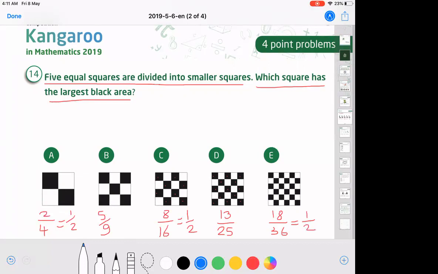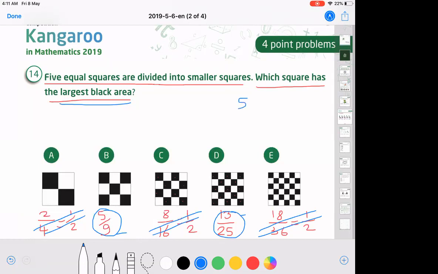Now the question is asking for the largest black area. Here we have 2 fractions. They are bigger than half. Because if you multiply 2 times 5, that is 10, greater than 9, so this is greater than half. 2 times 13 is 26, greater than 25, so this is also greater than half.